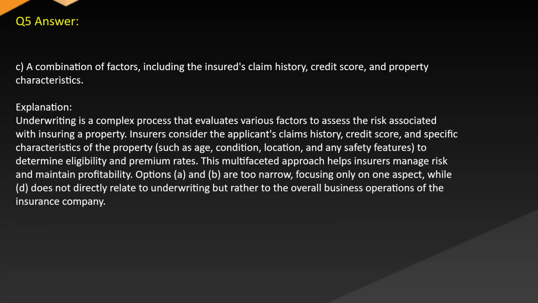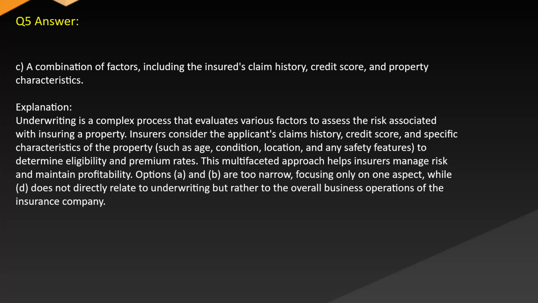Answer: C. A combination of factors, including the insured's claim history, credit score, and property characteristics. Explanation: Underwriting is a complex process that evaluates various factors to assess the risk associated with insuring a property. Insurers consider the applicant's claims history, credit score, and specific characteristics of the property, such as age, condition, location, and any safety features, to determine eligibility and premium rates. This multifaceted approach helps insurers manage risk and maintain profitability.